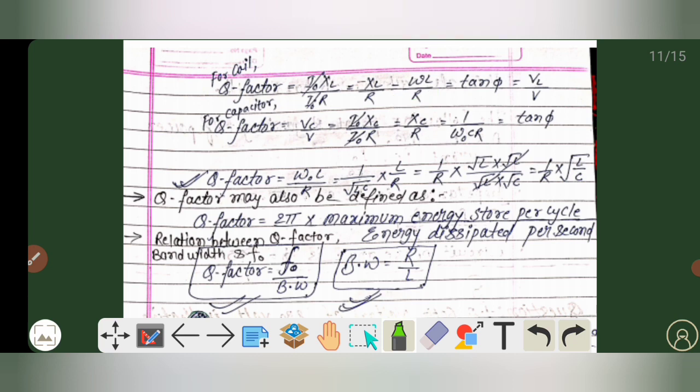Now, my dear friends, for the capacitor, if you want to calculate the quality factor, it will come out to be VC by V, or if you put in the values, XC by R. This was all regarding the calculation of quality factor, all the derivations of quality factor. Now we will move to the next thing, the most important formula for the calculation of quality factor.